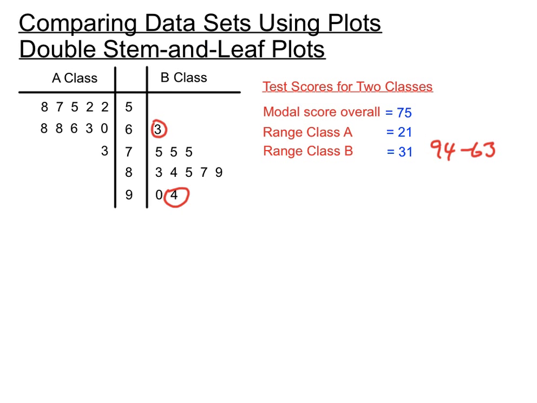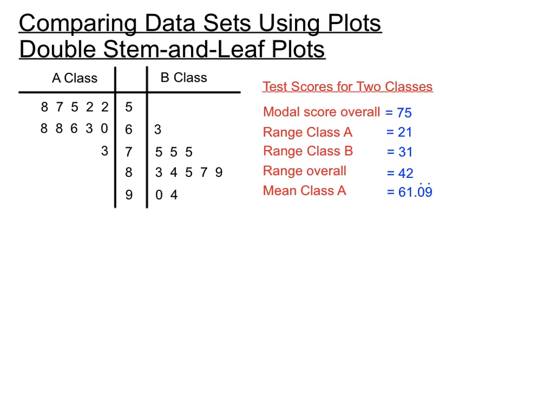So even on that basis, we could say that the scores in the B class are more spread out, and we could say that the scores in the A class are perhaps more consistent, even though they're consistently lower. So we could say the spread of scores in class B is greater. The range overall is 42. The highest score in the two classes was 94, and the lowest score in the two classes was 52. So 94 minus 52 gives us a range overall of 42 marks.